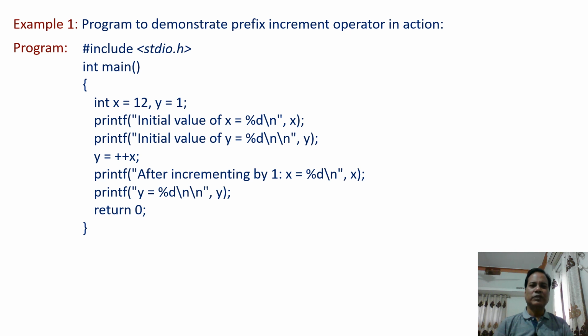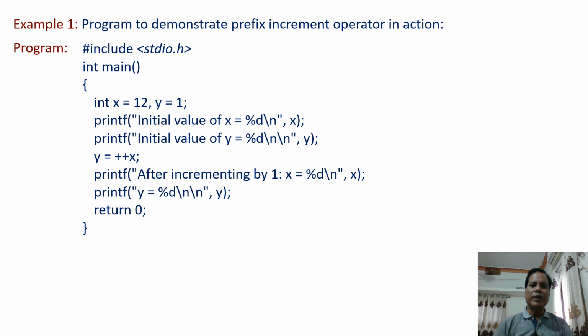So the first statement is int x = 12, y = 1;. Using this statement, two integer variables are declared. Also their initial values are set. So the initial value of x is set as 12 and y is set as 1.